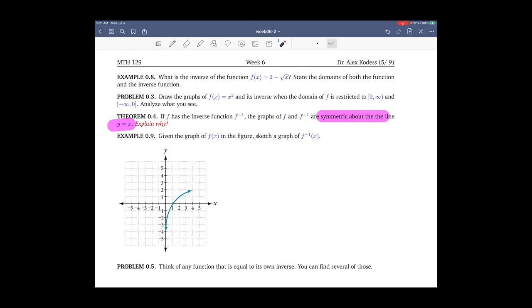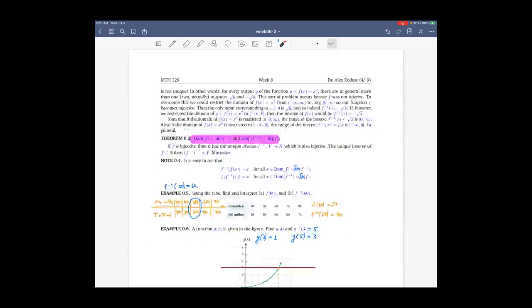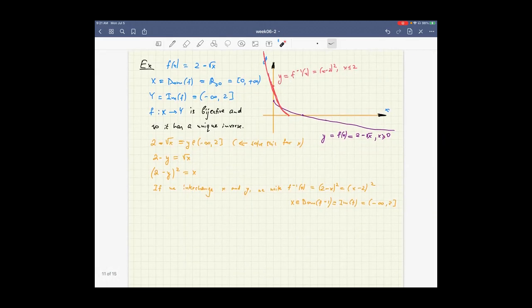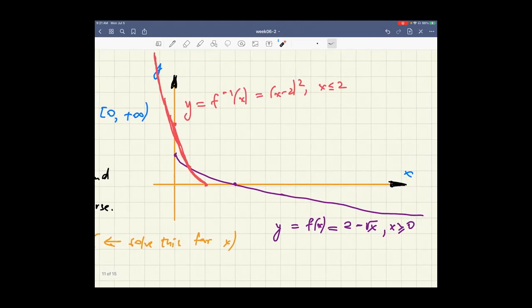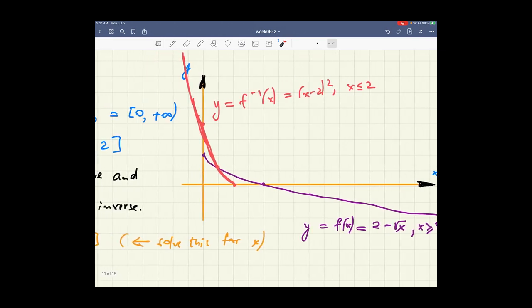We will work this out in a minute. Let's establish this fact in the examples we have seen so far. For example, here when f equals 2 minus root x, that is the example we just worked on, we do have the two functions, x minus 2 squared when x is less than or equal to 2, and 2 minus root x when x is non-negative, symmetric about the line y equals x.